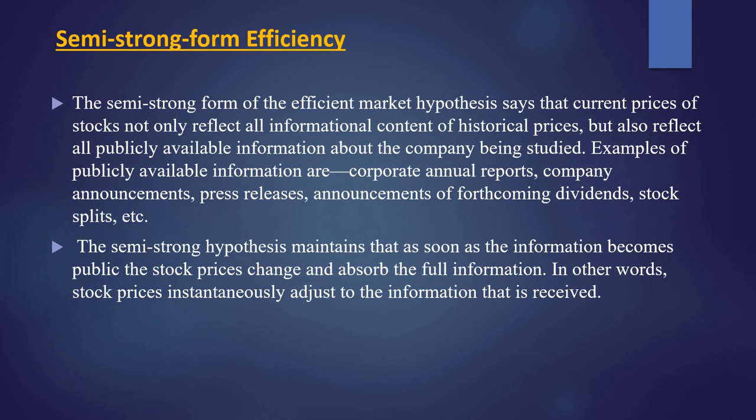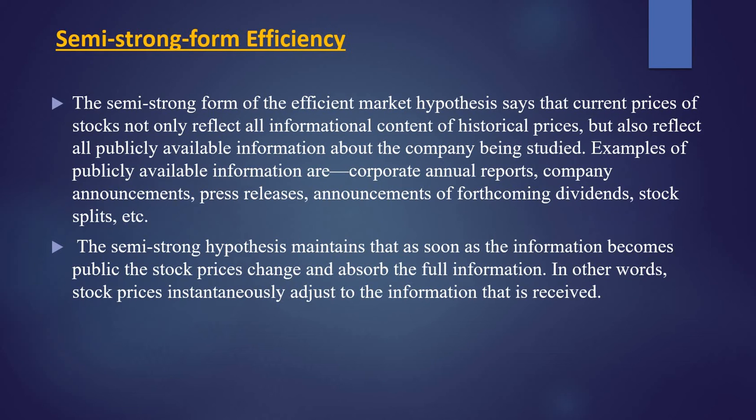Okay, second one is the semi strong form of efficiency. Okay, so the semi strong form of efficient market hypothesis says that current prices of the stock not only reflect all the information content of historical prices but also reflect all publicly available information about the company. Okay, so what we studied in the technical analysis is that past data affects the share market of the companies, and as per that they can earn excess returns by studying those strategies and investing in the future, correct?